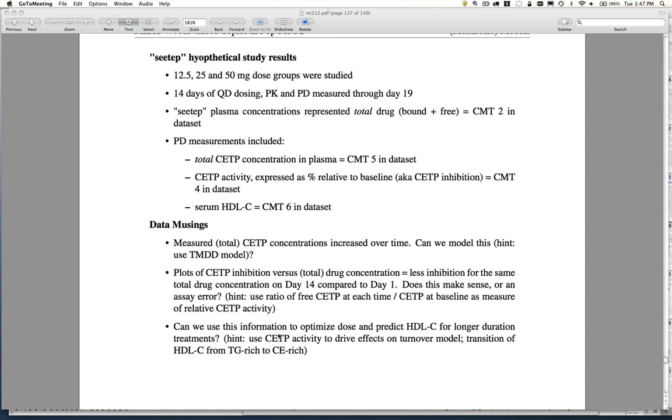And then the question is, can we use all this information to then predict out HDL cholesterol, and can we then use that to optimize our dose and also understand what may happen with longer treatments? And again, we can drive this off of the relative CETP activity, which is based on the fraction of free CETP at any time versus the amount that was available at baseline.